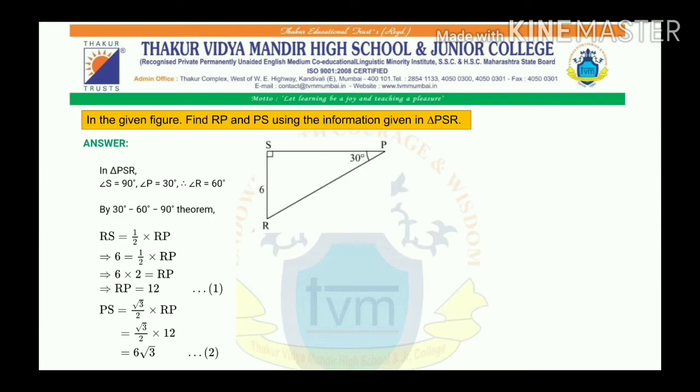Next question. In the given figure, find RP and PS using the information given in triangle PSR. Now just go through the solution and look at the diagram. I am giving you 1 minute for that. Just go through the solution and the diagram. If you are not getting the answer, if you are not understanding the solution, I'll explain it to you.